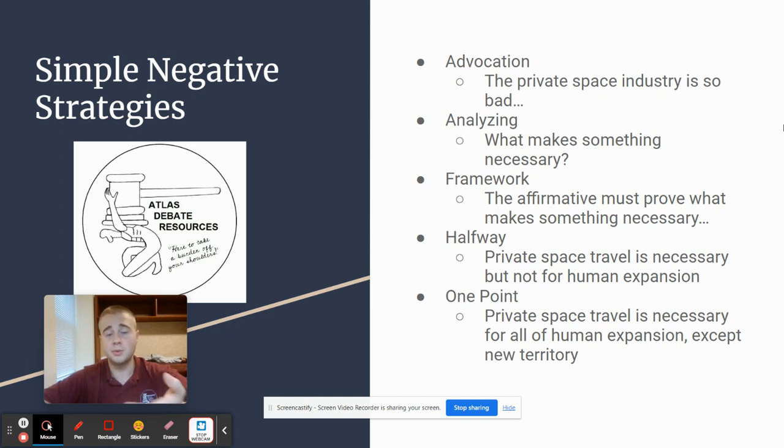And with that in mind, that brings up the last strategy. The most common and usually the most powerful is the one-point strategy. Under our example, you would say private space travel is necessary for all of human expansion except new territory. You can get territory at the bottom of the ocean. We can create floating islands. It's not necessary to expand in the form of territory. See, you proved one instance in which it was no longer a necessity. Therefore, you've negated the affirmative position. It is not a necessity.